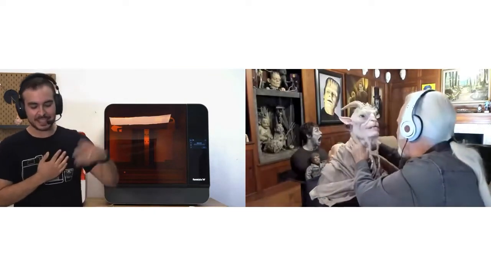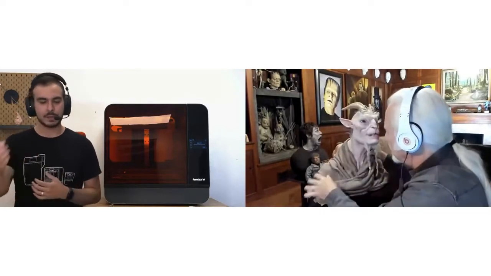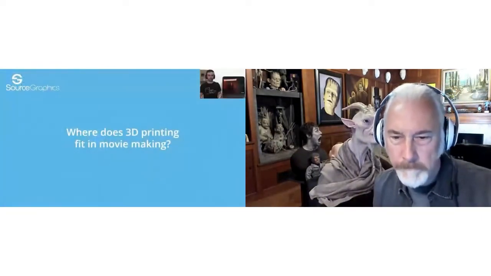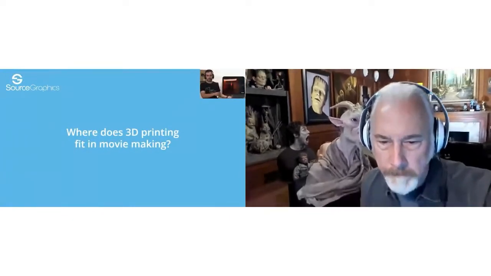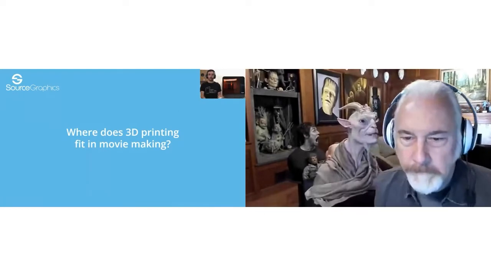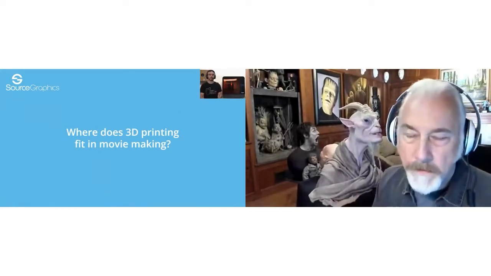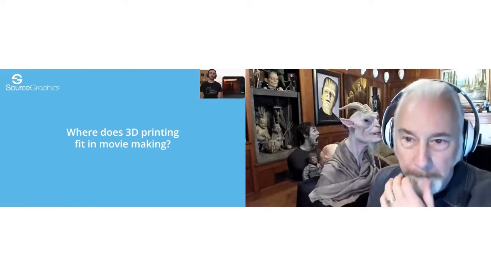So I think that takes me to my last question before we get into the Q&A that we have here in the chat. Where do you think 3D printing, or maybe more specifically the Formlabs SLA printer, like the Form 3L that you've been using, fits in movie making? Where do you see it being a good fit, and how can people take advantage of it?